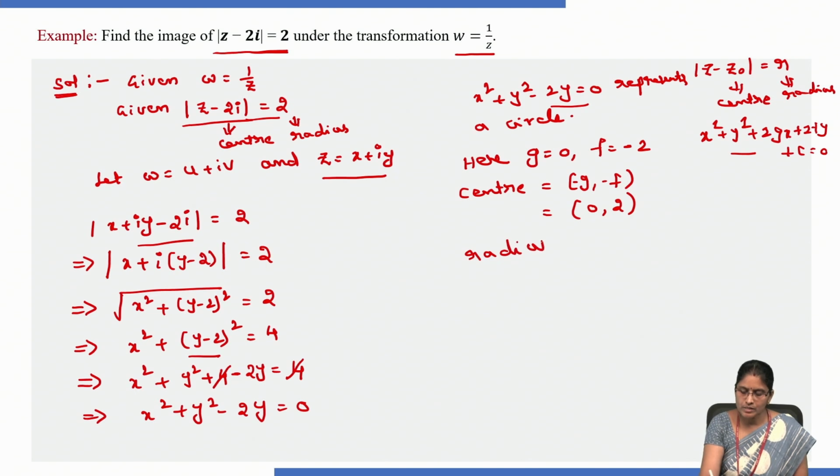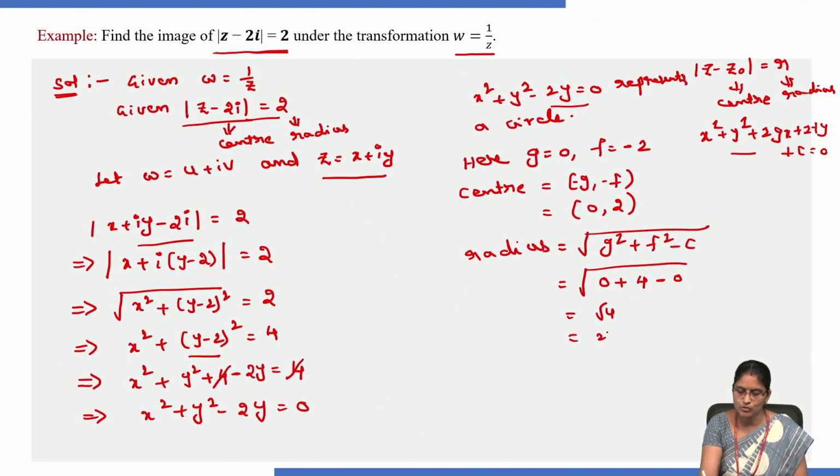Next, find the radius. Radius is equal to root of G square plus F square minus C. G is 0, F square is 1, C value is also 0. We get radius is 1. Therefore, center is 0 comma 1 and radius is 1.